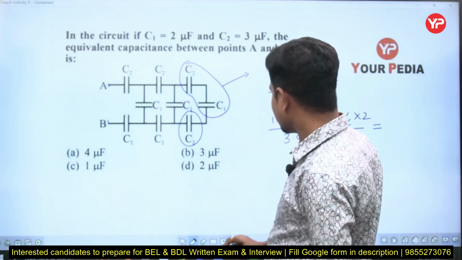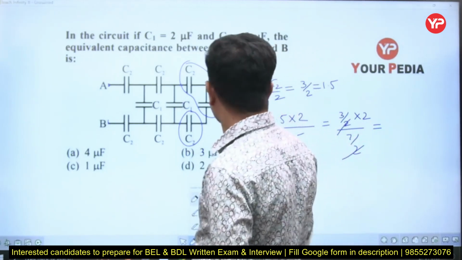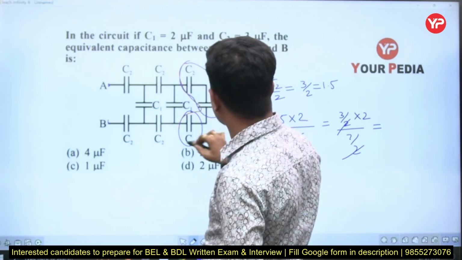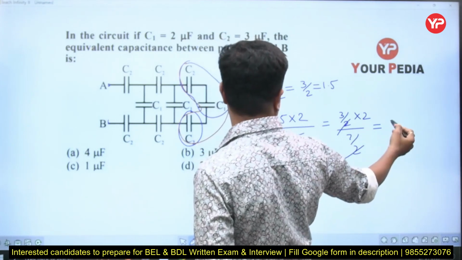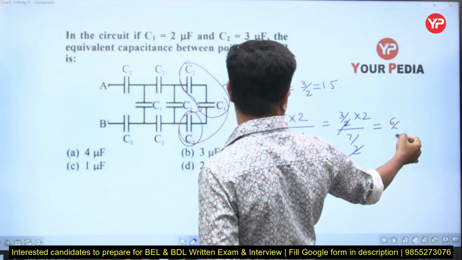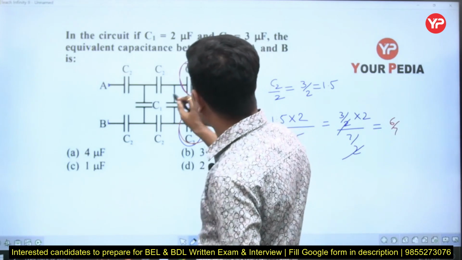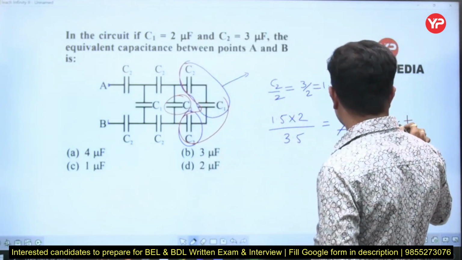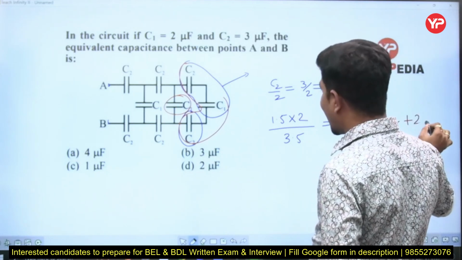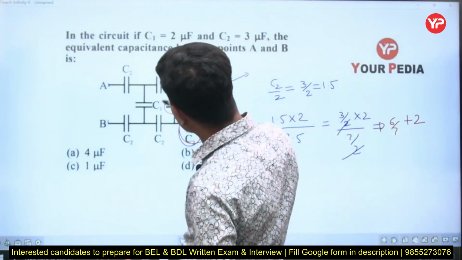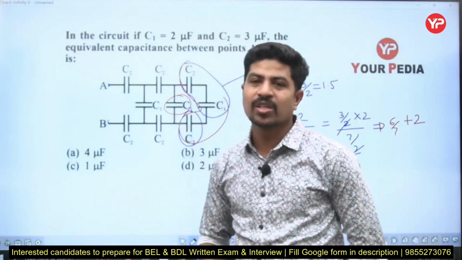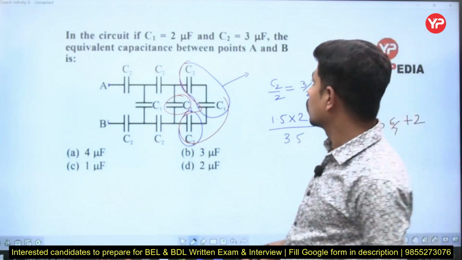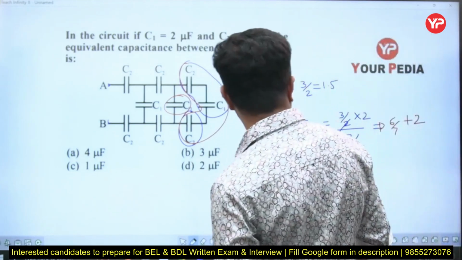See, these 3 are in series. We took the series combination, we got it as 6 by 7 microfarad. That is in parallel with C1. If capacitors are in parallel, C1 value will be added. That is in series with C2 and C2. C2 and C2 will be how much? 1.5, that is in series with 1.5.